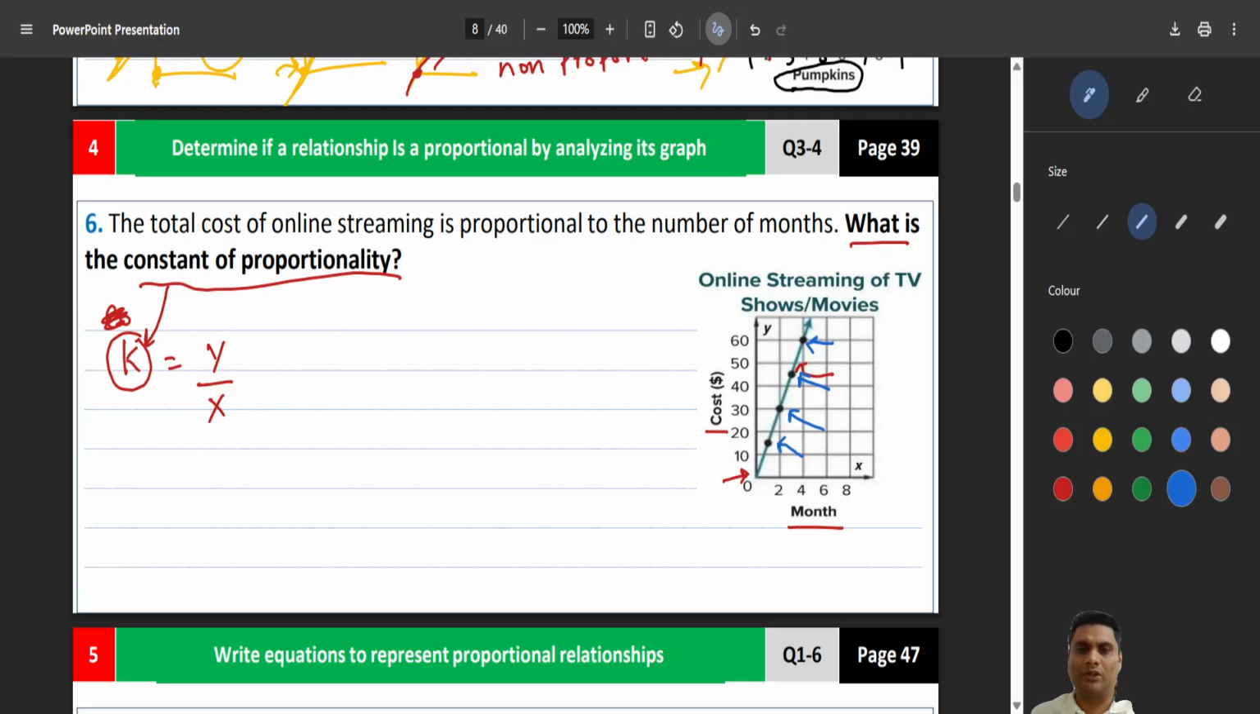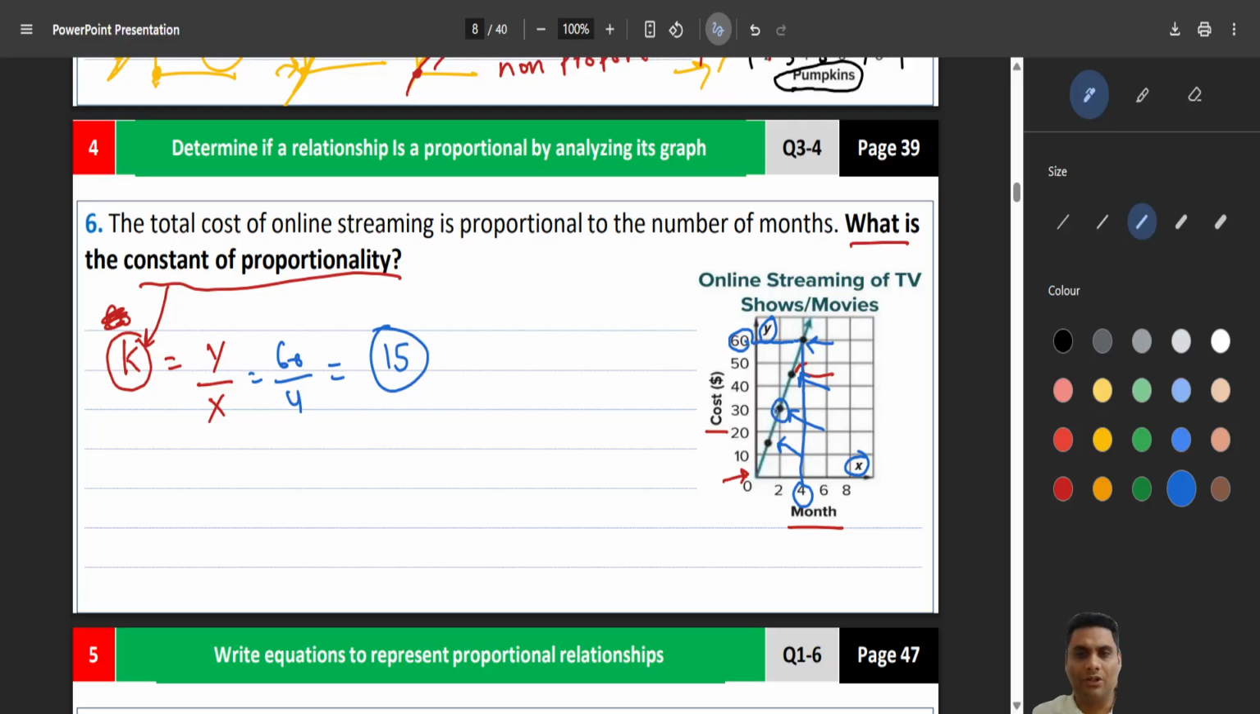For the first one, I need the y. Where is y? Here. So what is the y? 60, right? So y is 60. Now I need the x for this point. Check, go down, go down. This is x, right? So what is the x? X is 4. So I will put x is equal to 4. Now 60 divided by 4, 15. So my constant of proportionality is 15. You can check any other point, you will get the same answer.